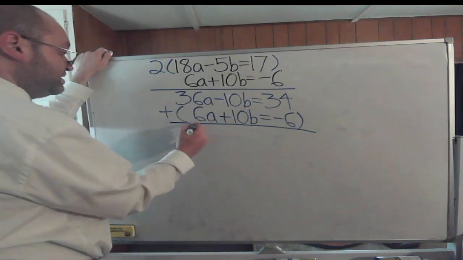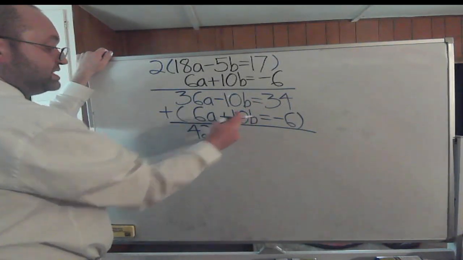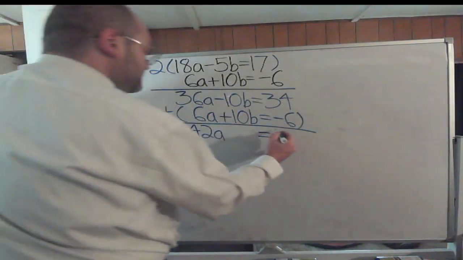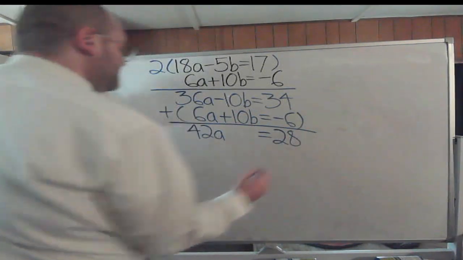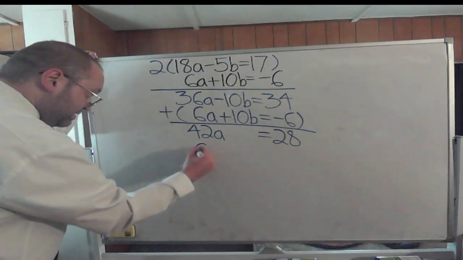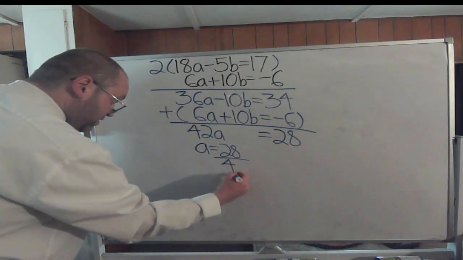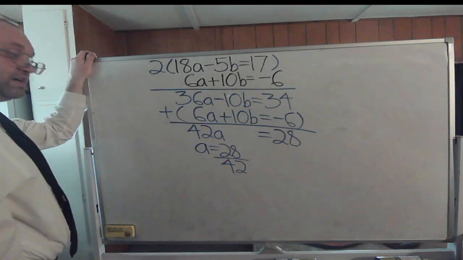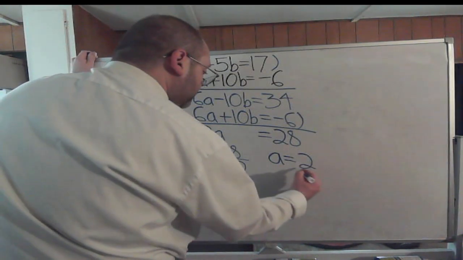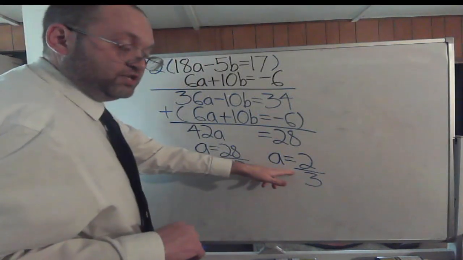So 36a plus 6a, that's 42a. Then negative 10b plus 10b is 0. That's going to be equal to 34 minus 6. That'd be 28. So we have 42a equals 28. So that means a equals 28 forty-seconds, which both 28 and 42 have a common factor of 14. If we factor those out, you would get a equals 2/3. So the a coordinate of the solution is going to be 2/3.